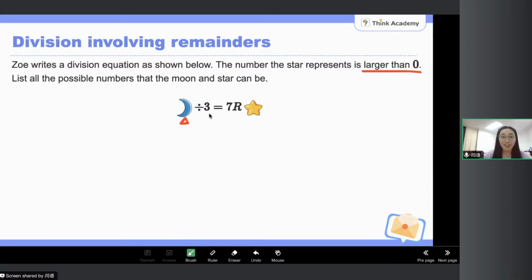Again, pay attention to the divisor here, okay? If the divisor is 3, so what is the value of the star?